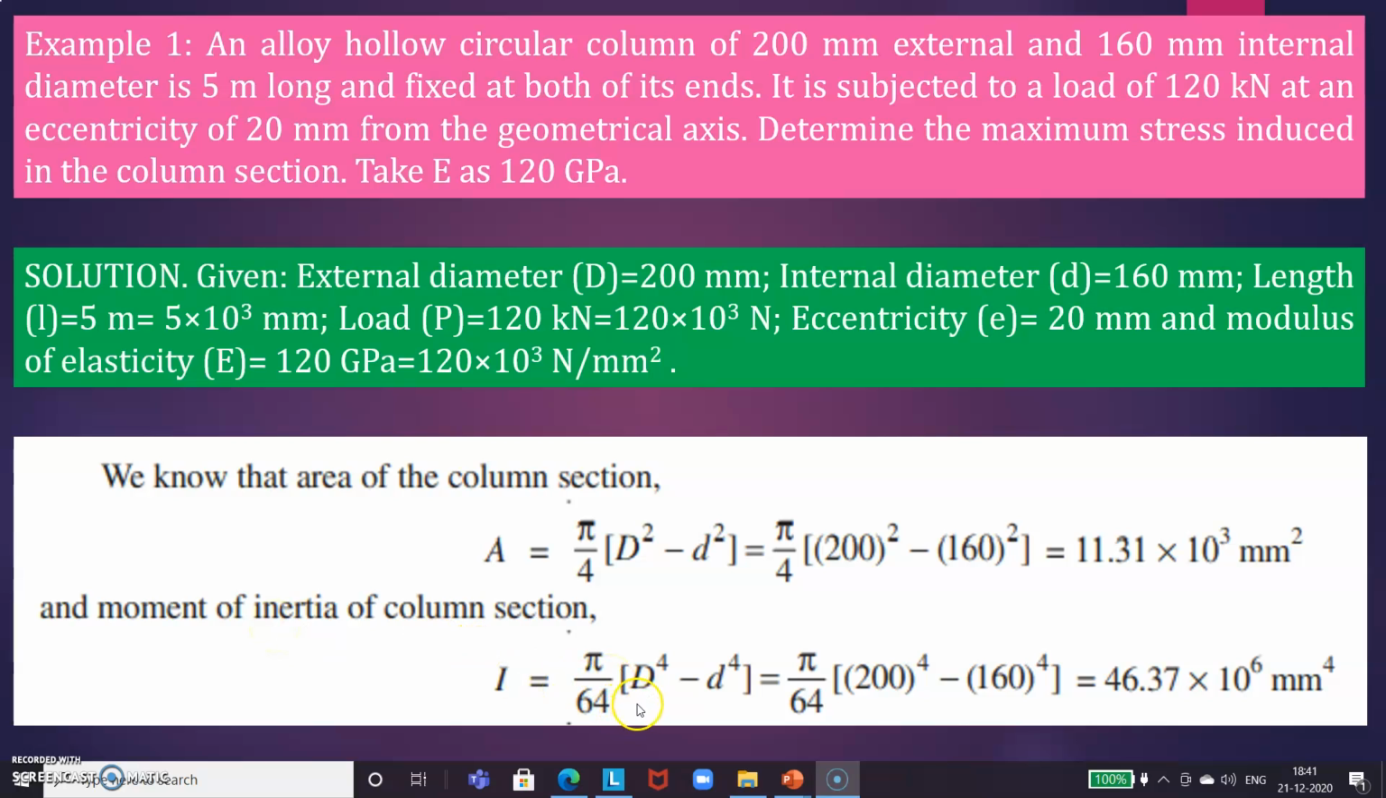Now let us calculate the moment of inertia I, that is equal to pi divided by 64 into capital D raised to 4 minus small d raised to 4. Substitute capital D is 200 and small d is 160. You get I is equal to 46.37 into 10 raised to 6 mm 4.